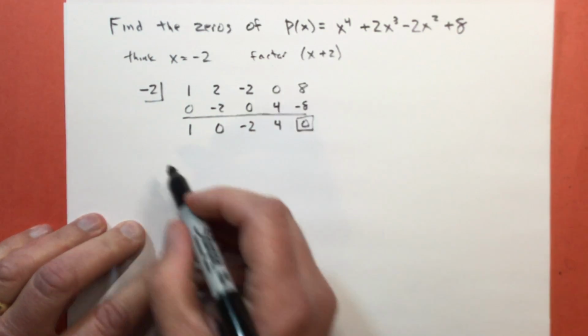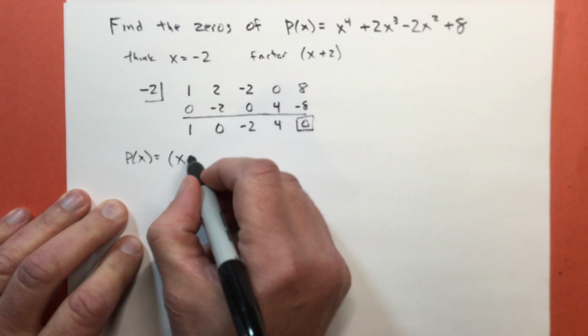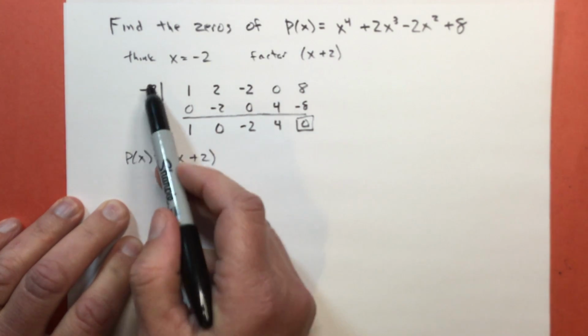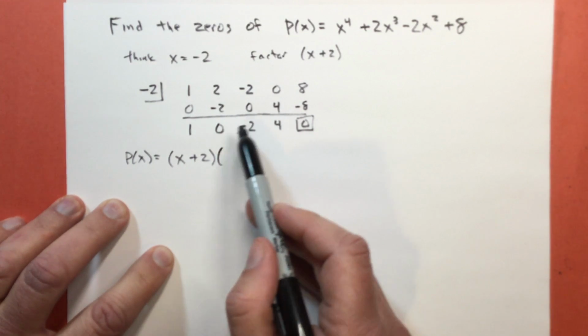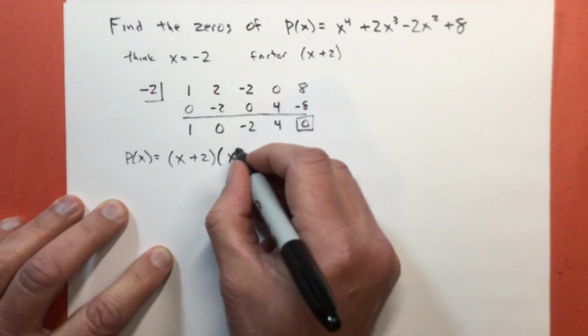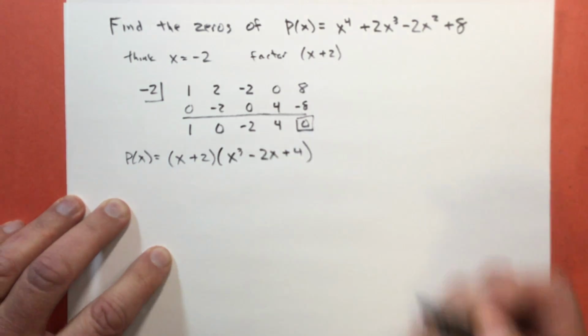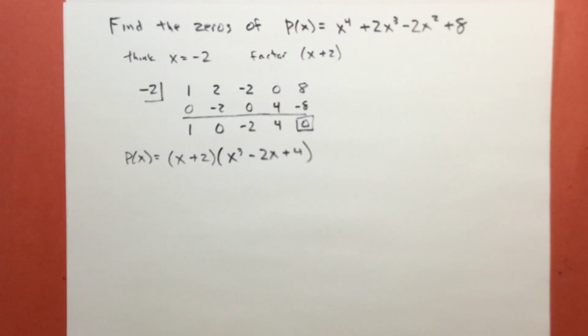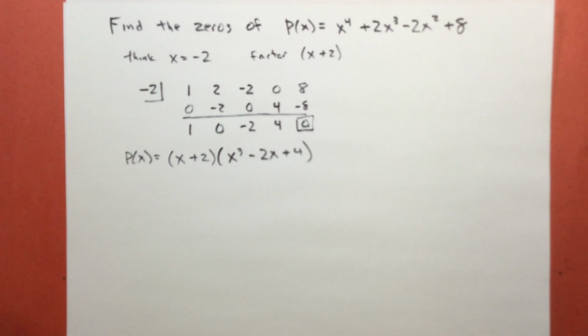So this is my factored form so far. My p of x in factored form is going to be x plus 2, because negative 2 plus 2 equals 0, times this is my constant, x squared, x cubed. So I've got 1x cubed plus 0x squared, subtract 2x plus 4. All right, cool. So I've been able to factor it, and I've gone from fourth power to third power. I've knocked it down a whole degree. That's great. What's not great is that I don't know how to factor x cubed subtract 2x plus 4.